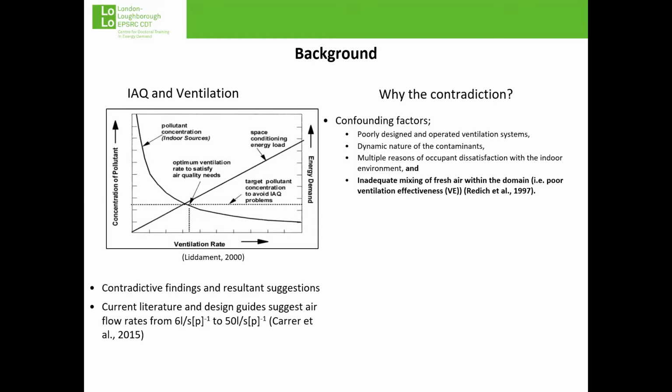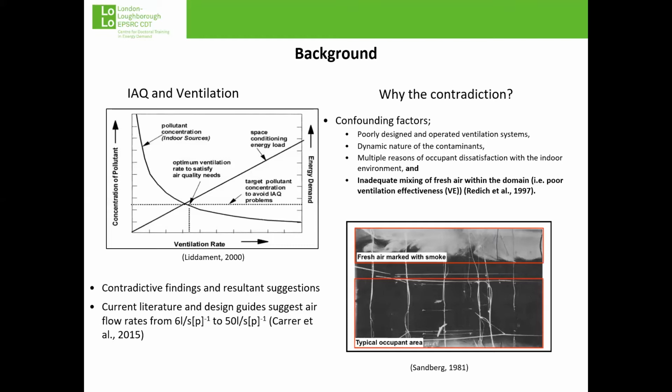In the literature, some of these confounding factors are identified as inadequate operation or design of ventilation systems, ever-changing contaminant sources, location, and occupant expectations regarding the indoor environment, and finally, inadequate fresh air distribution in the domain, in other words, poor ventilation effectiveness. An example of a ventilation system with poor ventilation effectiveness is shown in the figure.